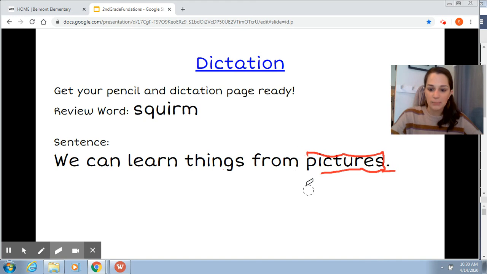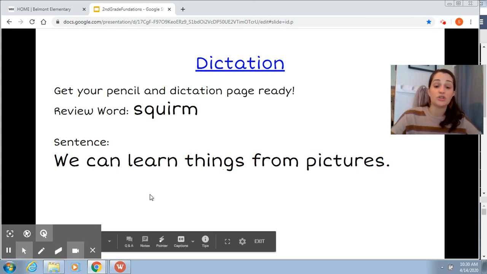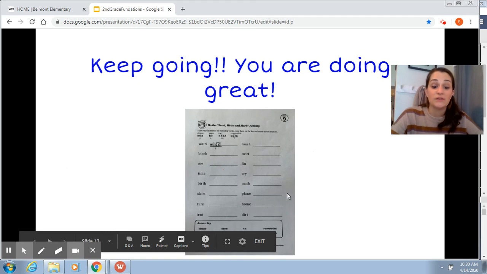If you forgot to capitalize, or maybe you forgot to put a period at the end, you might want to make sure that you do that so that you can get in the habit of making sure that all your sentences begin with a capital letter and end with a punctuation mark. All right? You did fantastic.